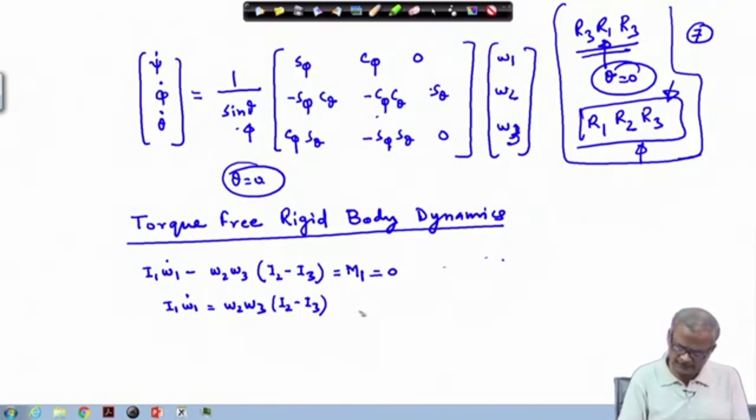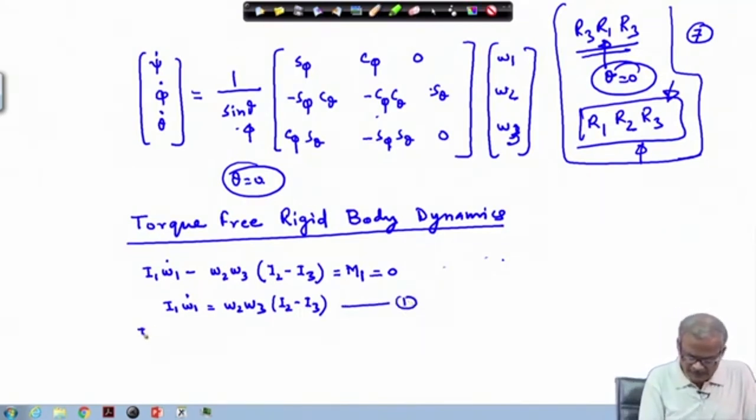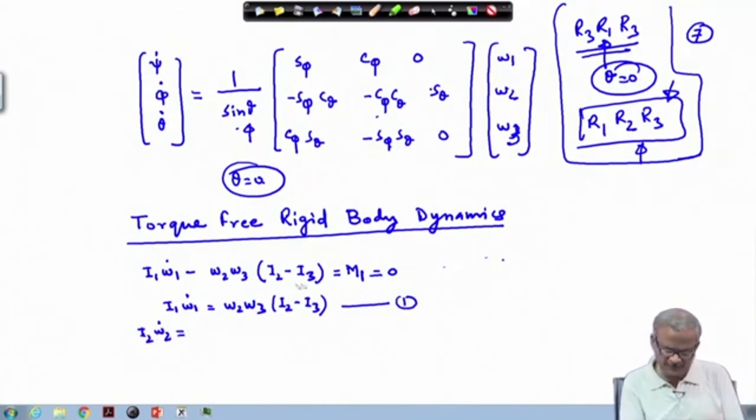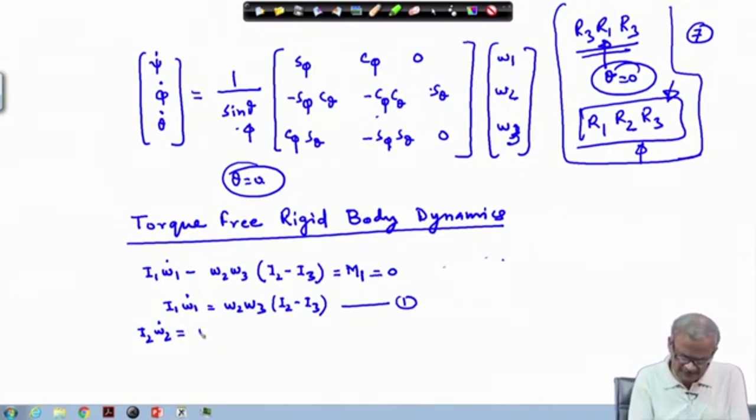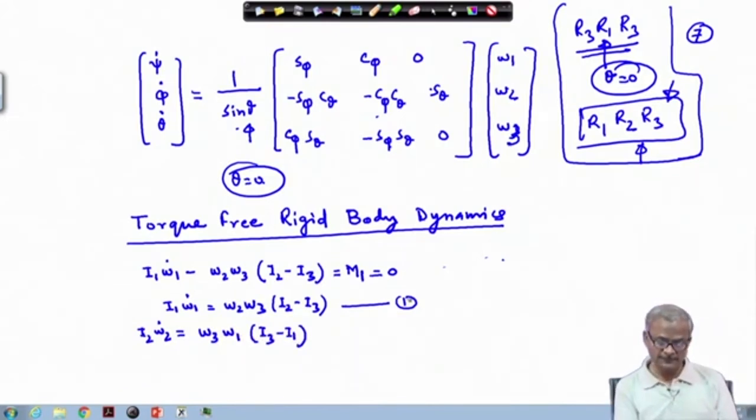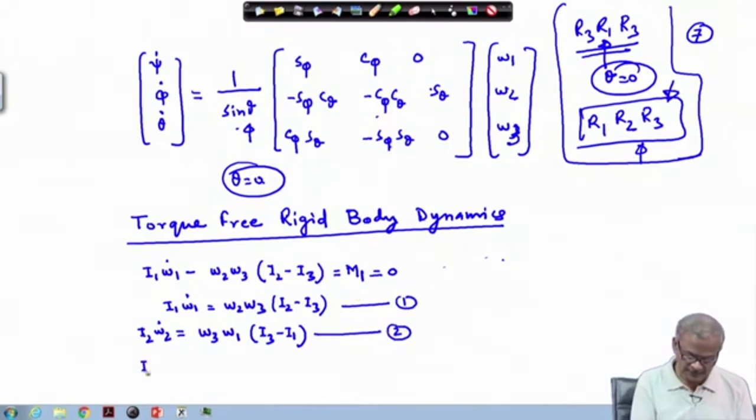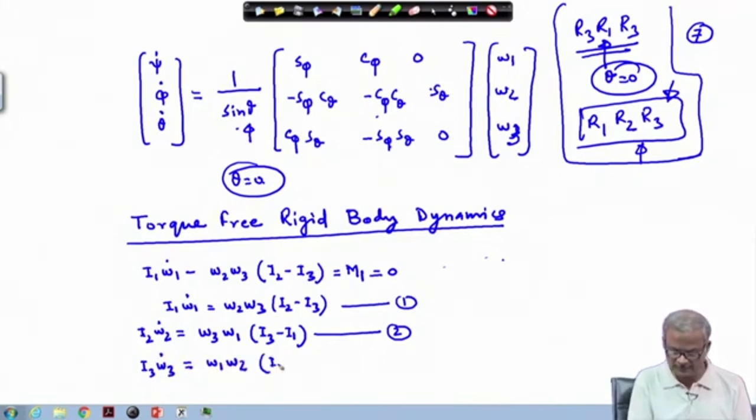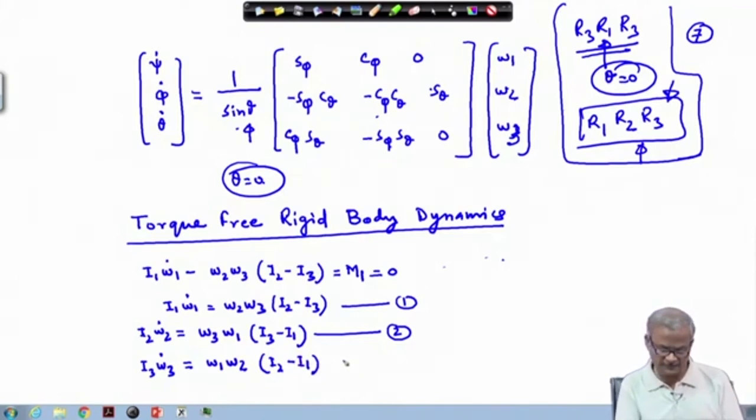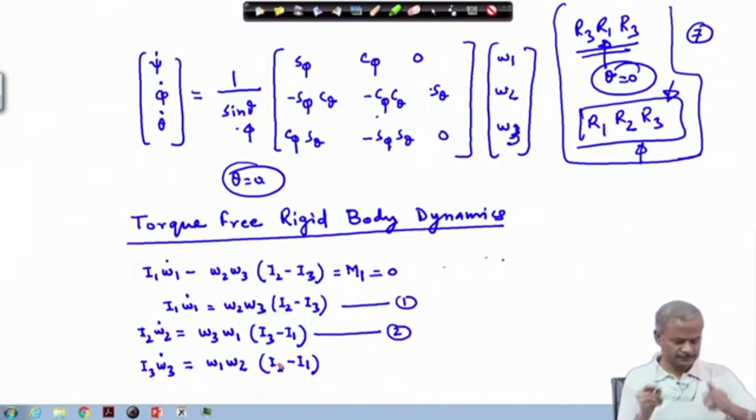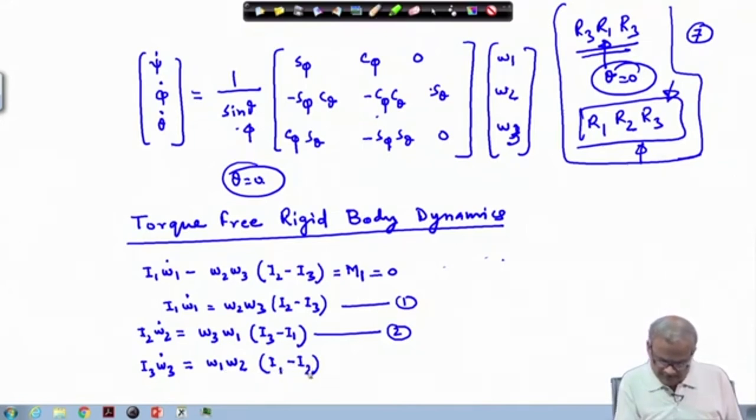Similarly, you will have I 2 times omega 2 dot. If the torque is 0, only this term will appear there, and in the circular way we are writing omega 3 omega 1 times I 3 minus I 1, and M 2 equal to 0. So, this is your equation 2. The last equation: I 3 times omega 3 dot equals omega 1 omega 2 times I 1 minus I 2. This is equation number 3.